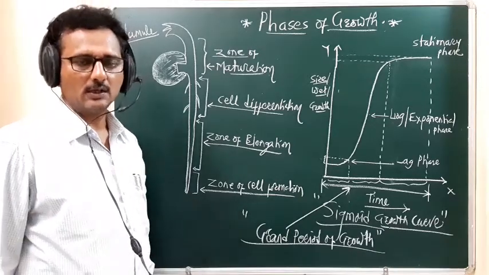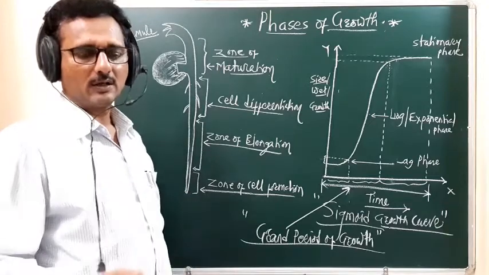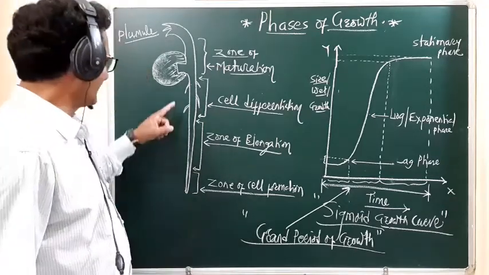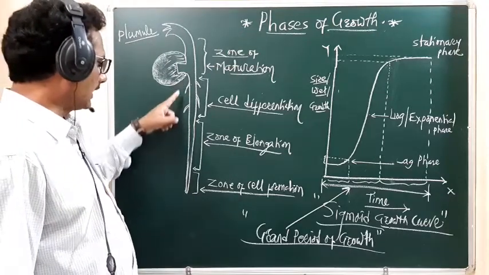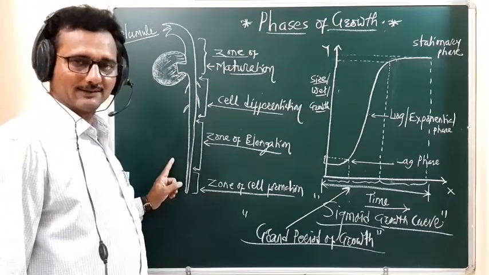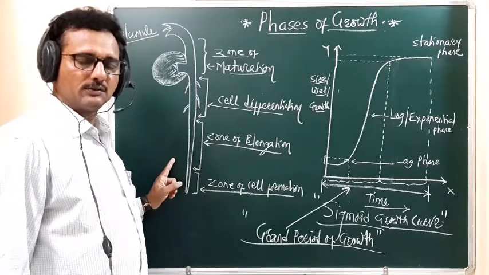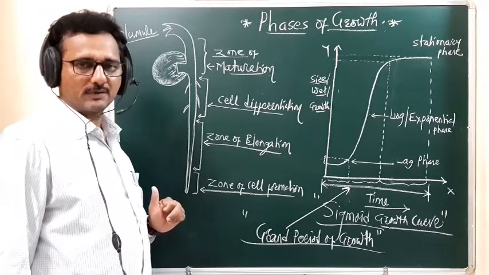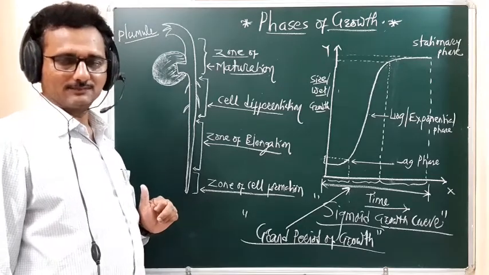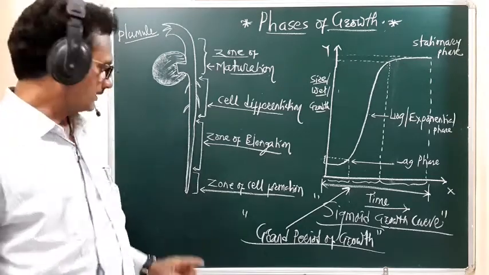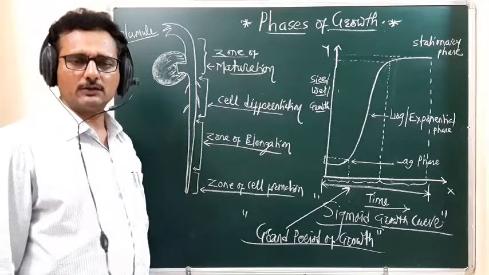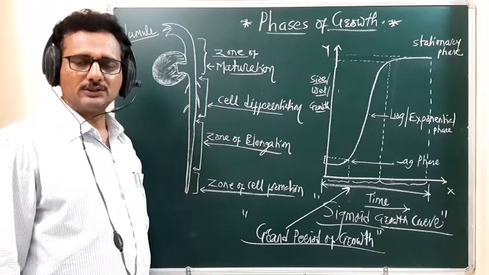in the root apex. So, as per your syllabus or the figure given in your textbook, this is the root, that is, the radicle. Just after seed germination, the radicle is developed, and it has the apical meristem. Apical meristem, and they show different growth regions.